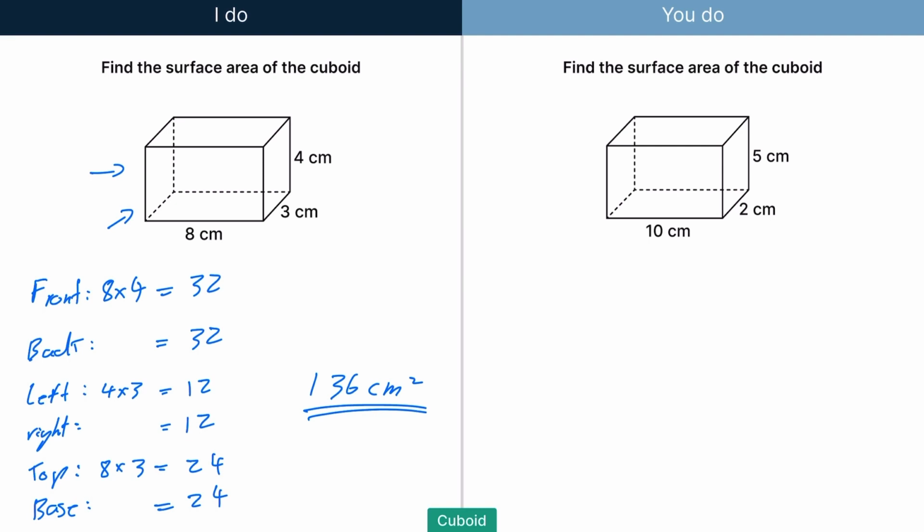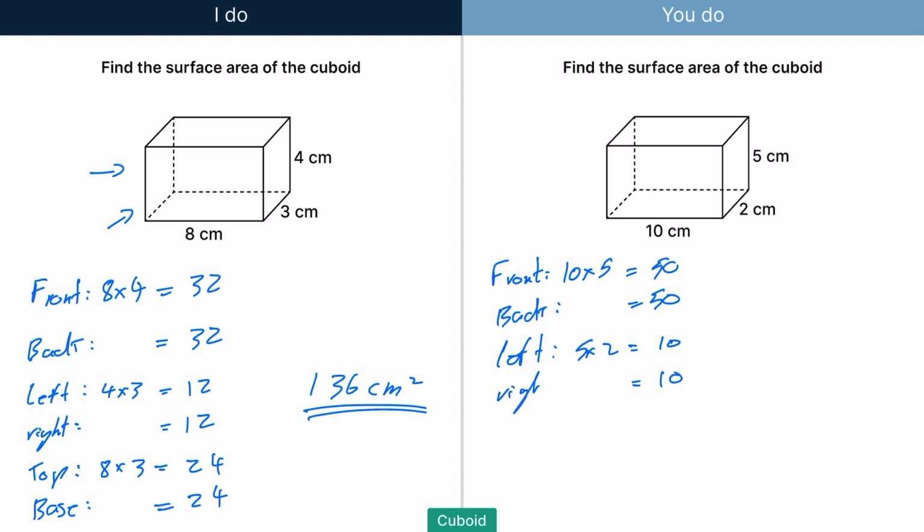So hopefully you've pressed pause and had a quick go at the example on the right. So we will find the front. It doesn't matter what order you do them in, as long as you've covered all faces. So 10 times 5, and the back is also going to be 10 times 5, which is 50. That is also 50, and then we have the left side, which will be 5 times 2, which is 10, and of course the right side is also going to be the same.